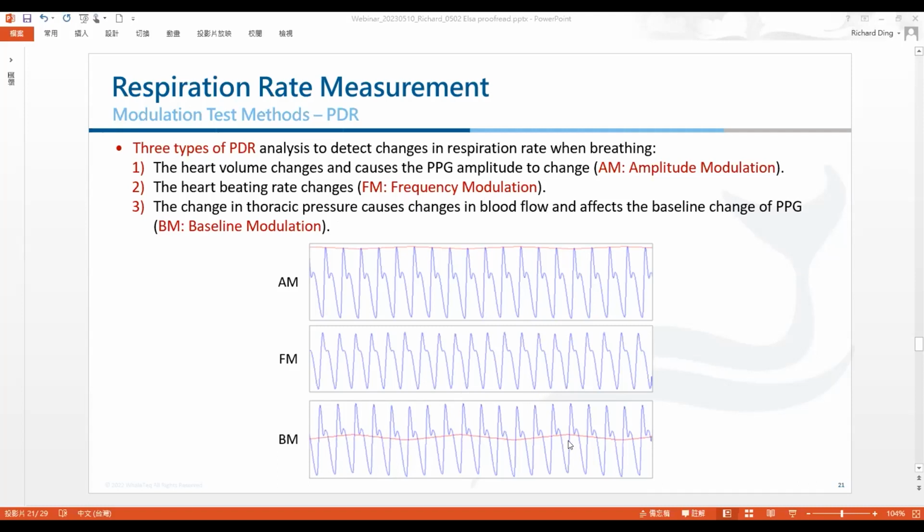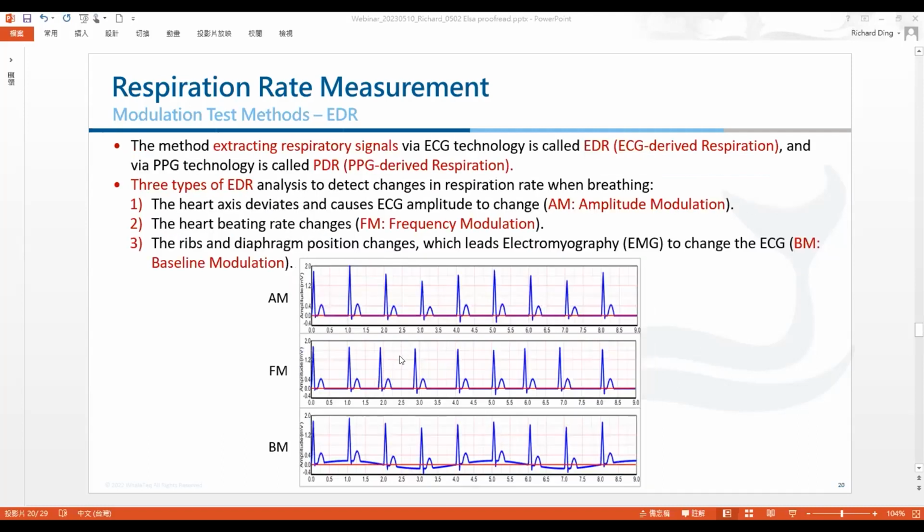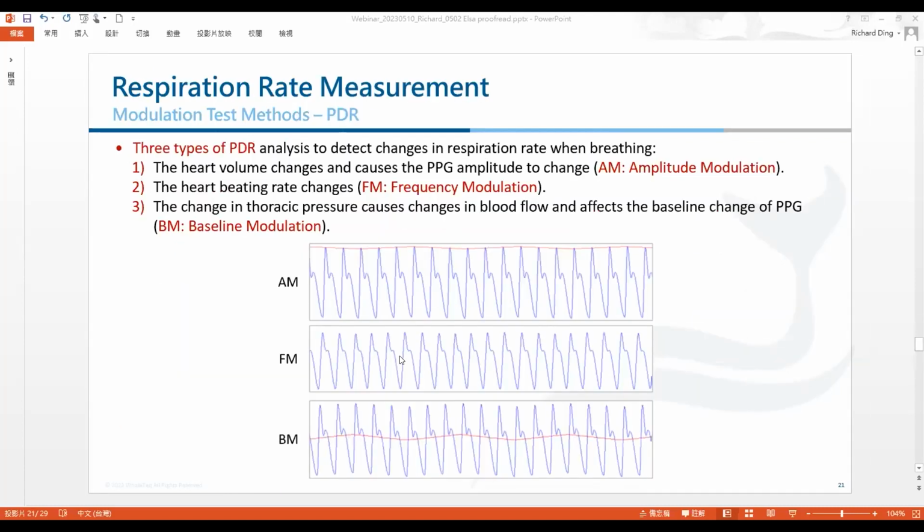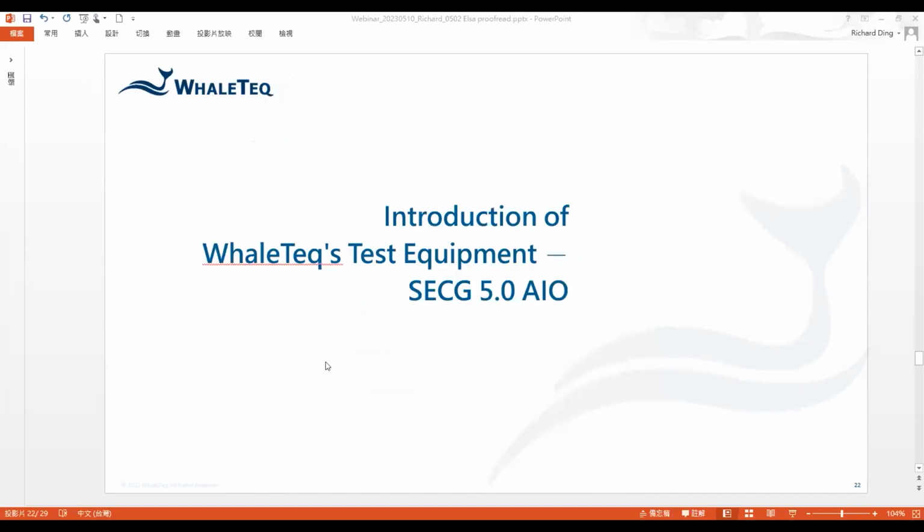So it's very similar to the EDR. There are the same three modulation changes: amplitude modulation, frequency modulation, and baseline modulation. Using this PPG waveform and the ECG waveform, the DUT can measure the respiration rate. So this is for respiration rate measurement.